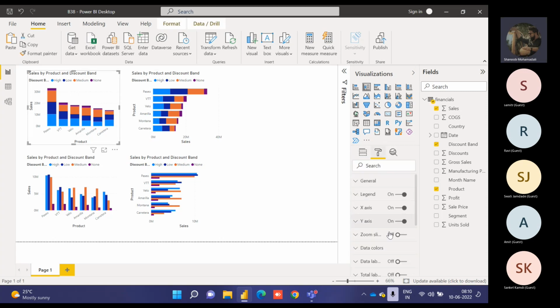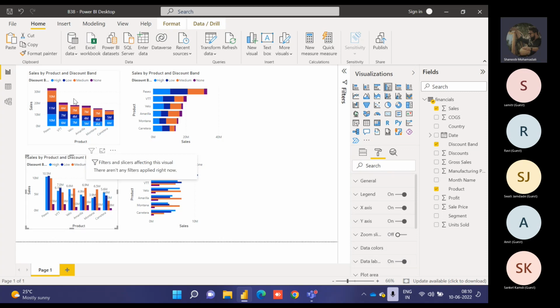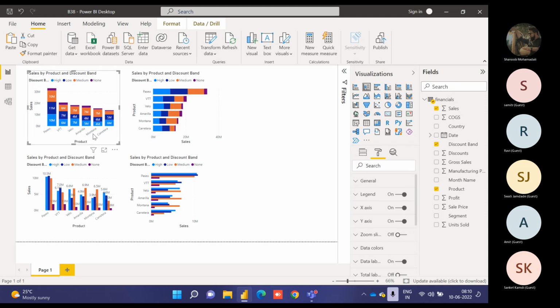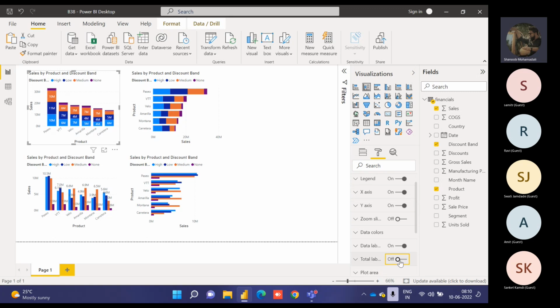Now, let's say I enable the data labels for both. Now, what used to happen is earlier, like a year before, the report viewers used to request that can we get a total value on top of each of the categories. So earlier it was not available. A year before they have updated it. So we now have the total label option. You can just enable it.